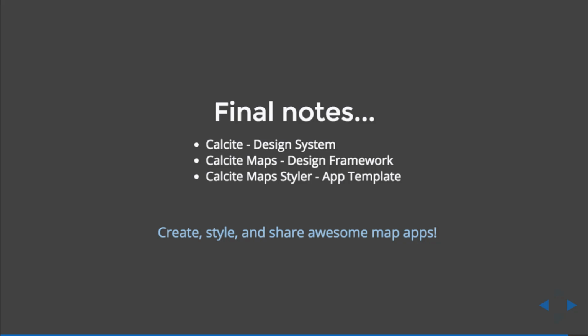and then we looked at Calcite Maps as the design framework to help you guys build better mapping apps. And then at the very end, we looked at the new Styler template. It's brand new, hot off the shelf, just released Friday. It's an app template, and the whole idea is it shouldn't be hard to create and style great, super awesome web mapping apps. And hopefully this framework will help you guys out.